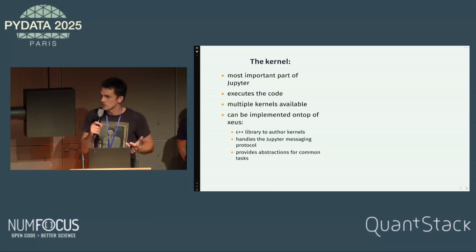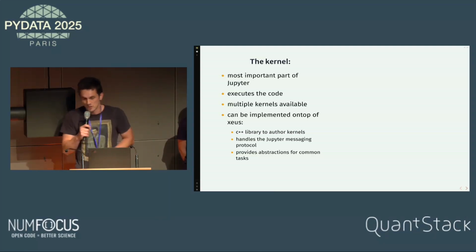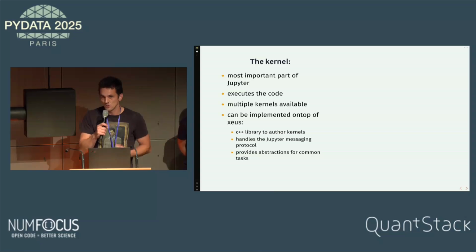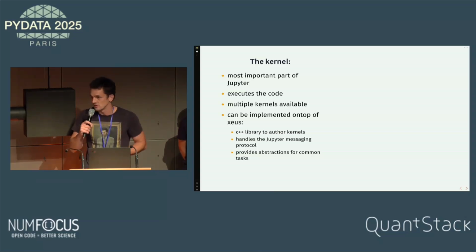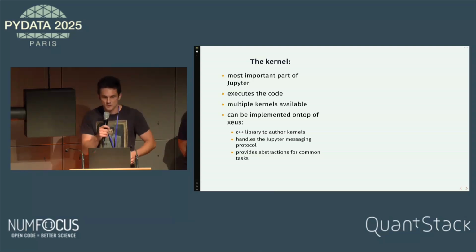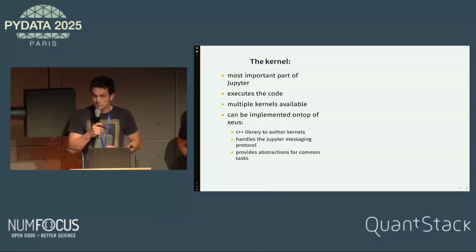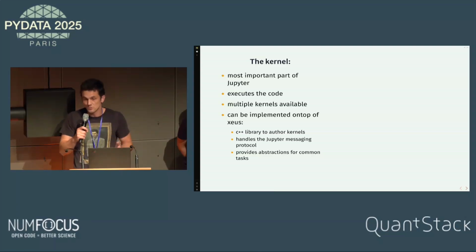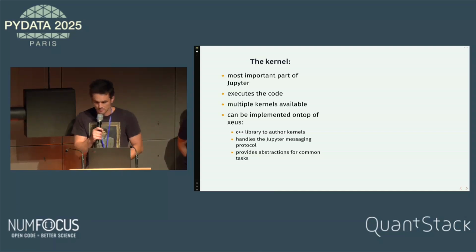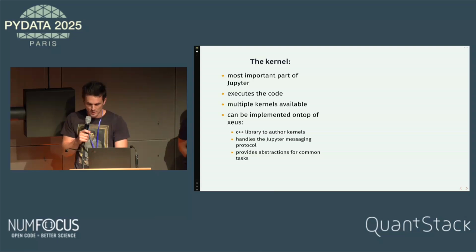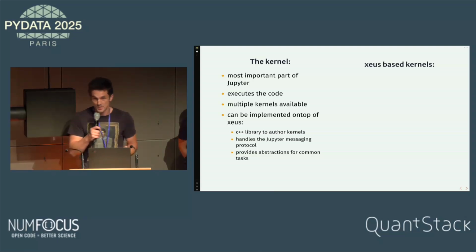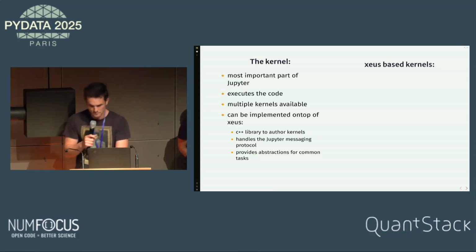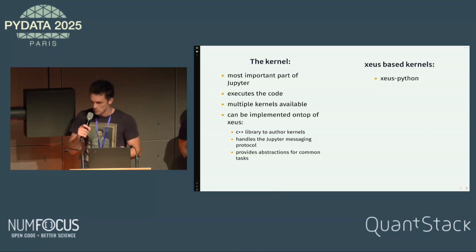And this xeus library just gives you the abstraction to focus on the most important things, executing your code. It handles the nitty-gritty details of the Jupyter protocol and makes life easier. And based on that library, one cool thing is the kernels you implement with xeus run in Jupyter and JupyterLite. So let me quickly give a tiny overview of the xeus-based kernels, and all of them run in the browser.